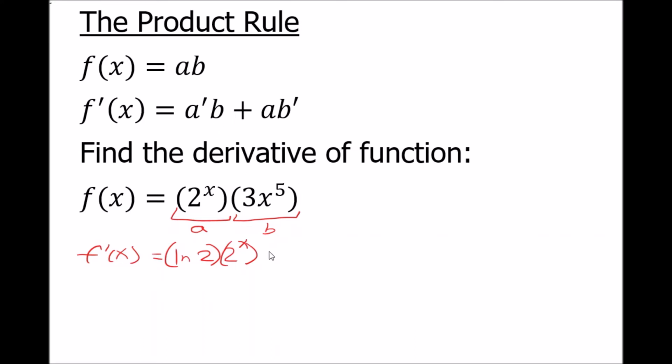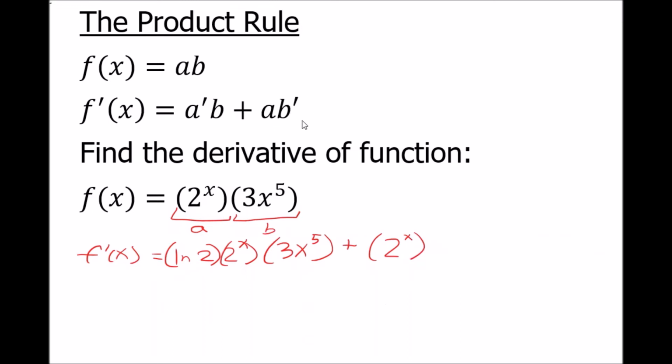times b, now b of course is just 3x to the 5th, I'm just copying over this piece exactly as it is, plus the first guy, a, so this is not the derivative of a, it is just a, which is 2 to the x, times the derivative of b, right?